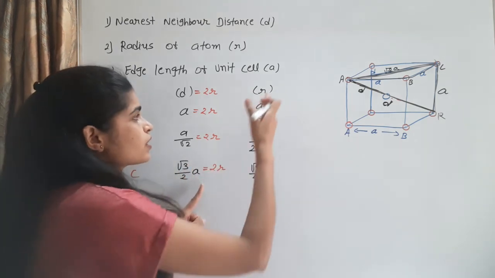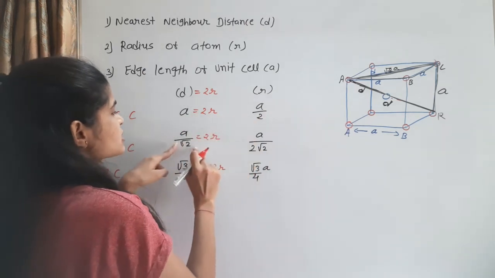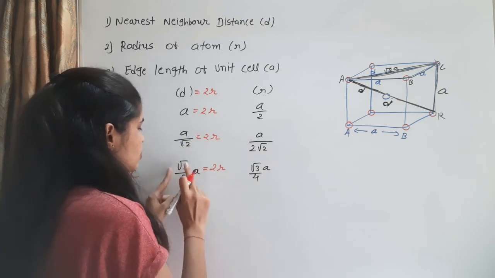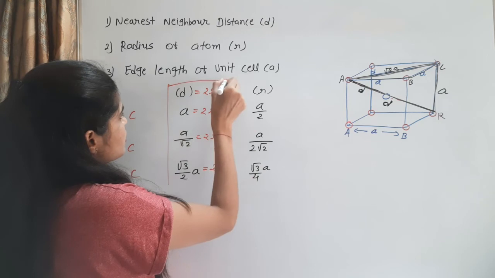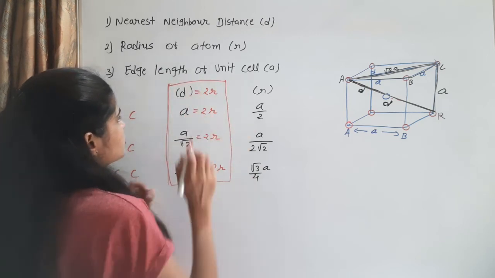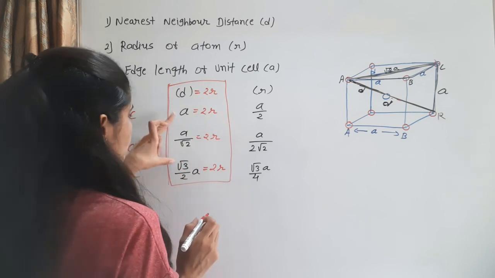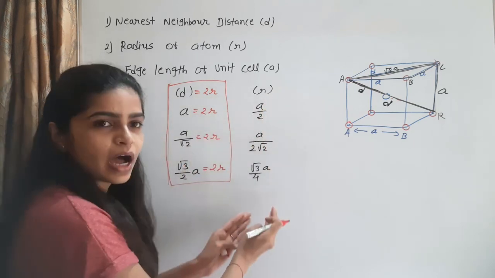So we find the R value. R is equal to A by 2, R is equal to A by 2 under root 2, and R is equal to root 3 by 4 A. In this way, remember D is equal to 2R and only these three values. They are used to find the R value.